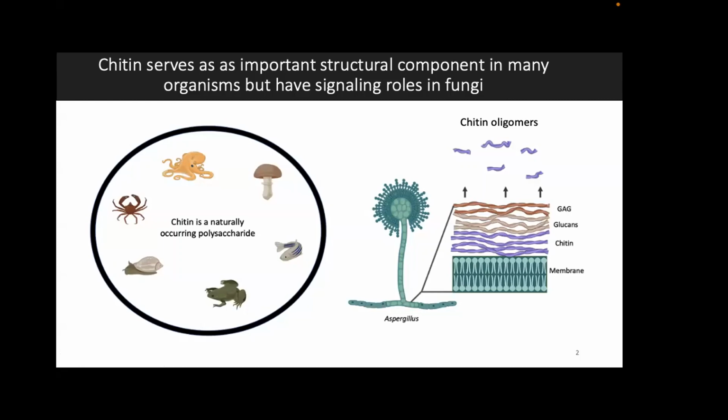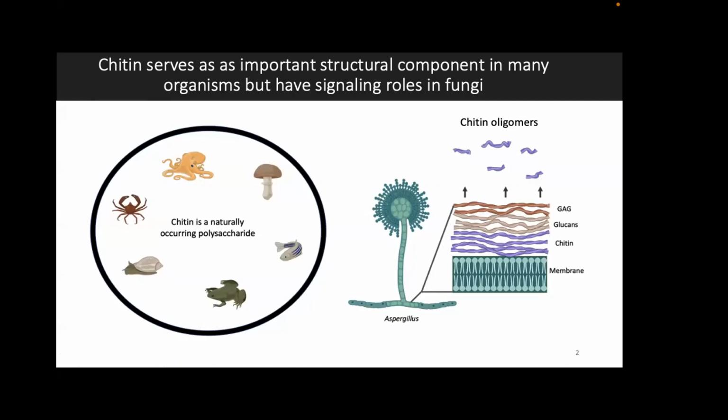Yeah, chitin plays this structural role in the cell wall of fungi. But what might not always be so obvious is that we can have smaller versions of chitin called chitin oligomers, and that these chitin oligomers play an important role in signaling.